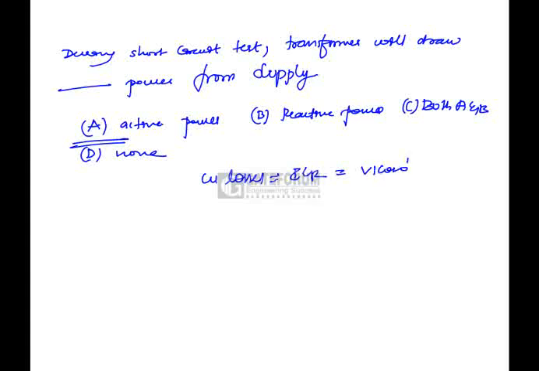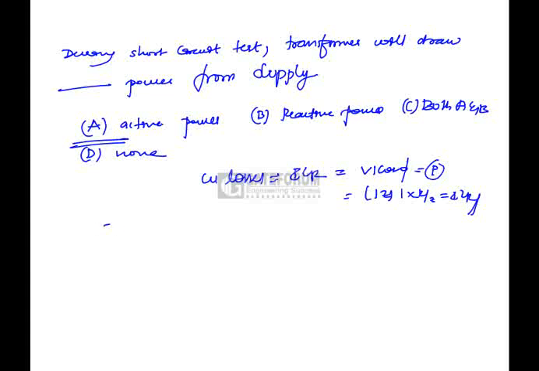VI cos phi. Okay, this is V equal to I into Z, and cos phi is R by Z, so this is equal to I square R. Active power P is equal to VI cos phi. Now, how will reactive power be drawn from the supply?